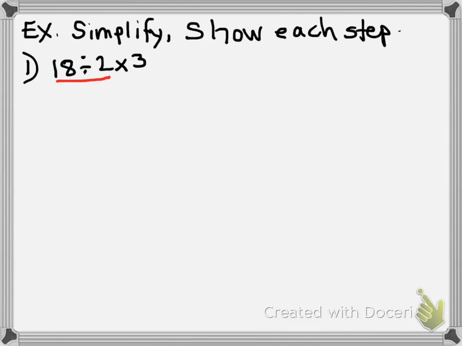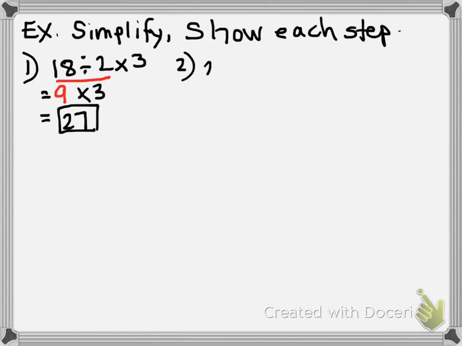So the very first thing I see is this division problem. There were no parentheses, there were no exponents, so this is where I begin. And I get 18 divided by 2 is 9, and then I write in the rest of the problem, times 3. And then I can do that, and 9 times 3 is 27, and there's my first answer.